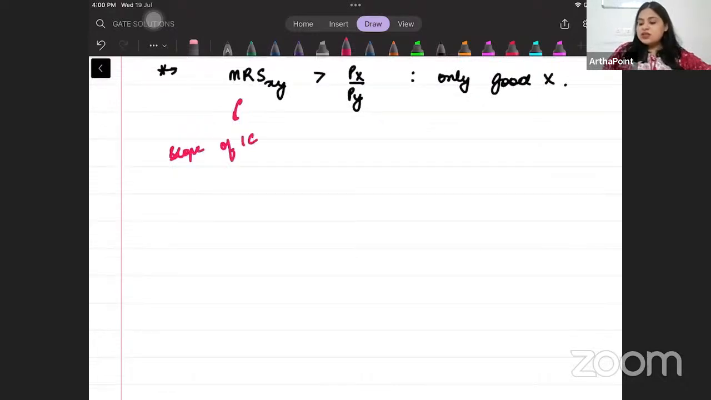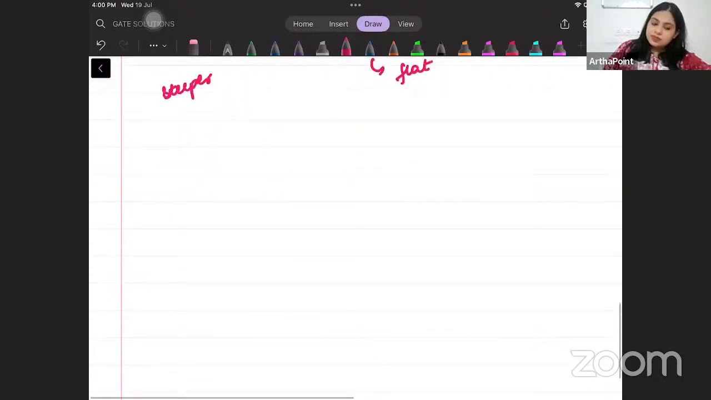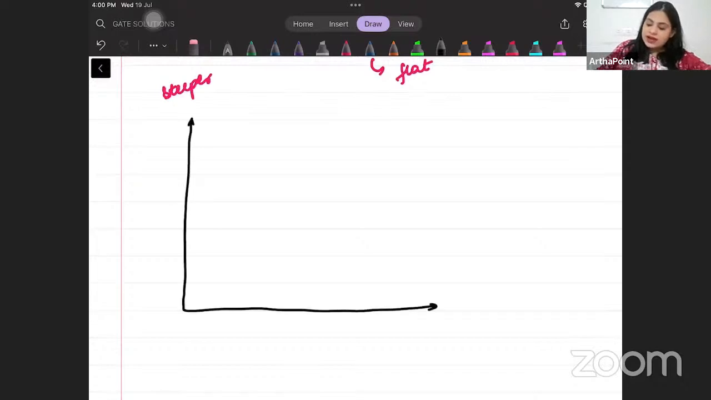PX by PY is the slope of the budget line. The slope of the IC is more than the slope of the budget line, which means the IC will be steep and the budget line will be flat. So we draw a very flat line. This is a flat line and this is my budget line.